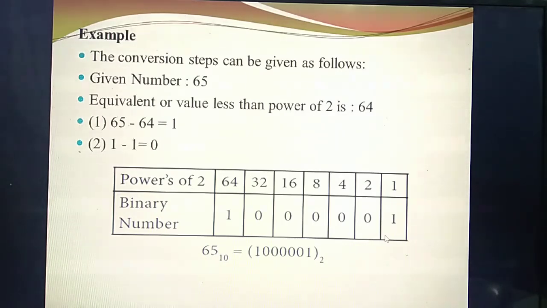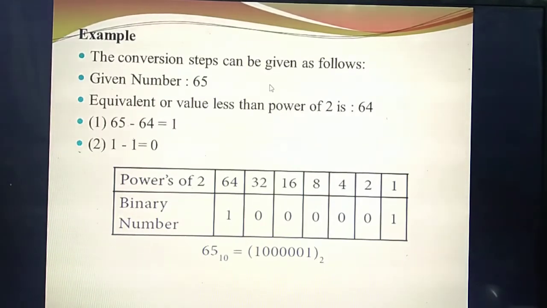Understand? Remaining places you should fill with zeros. So now see the answer. What's the answer? 1 0 0 0 0 1. So what's the base value here? Given number is base value 10. You have converted it into a binary number, base value 2.